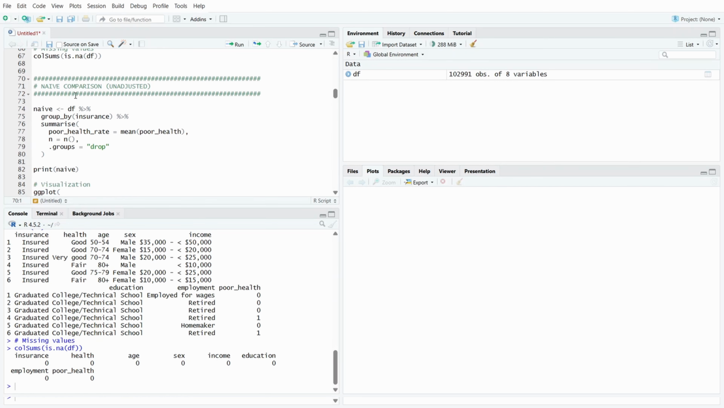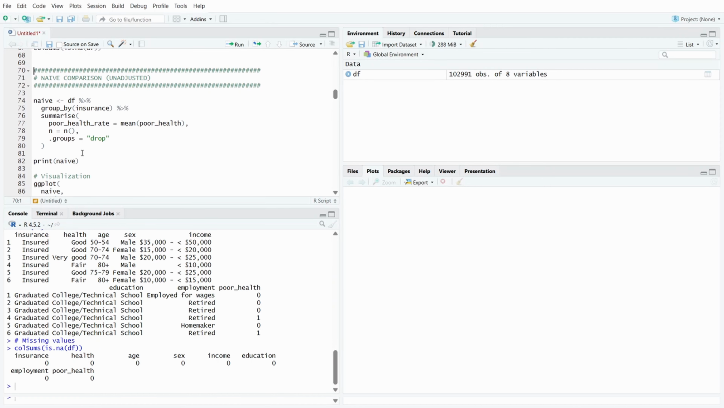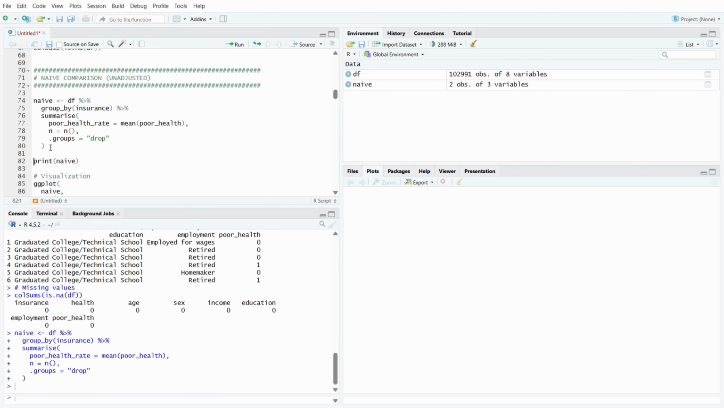Now we perform the first actual analysis. We start with what we call a naive comparison between insurance status and poor health outcomes. The goal here is to compare the proportion of people reporting poor health between those with insurance and those without insurance. To do this, the data is grouped by insurance status, and then we calculate the average value of the poor_health variable within each group. Because poor_health is coded as 0 and 1, 0 means the respondent did not report poor health, and 1 means they did. When we take the mean of a binary variable like this, the result becomes a proportion or rate.